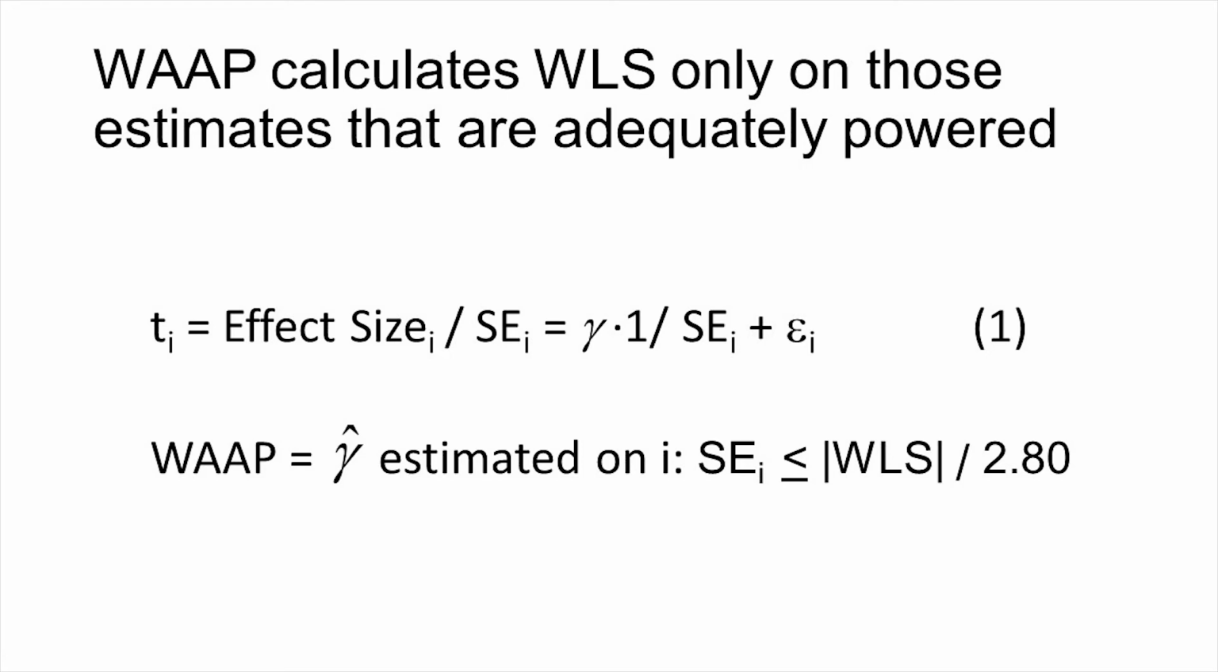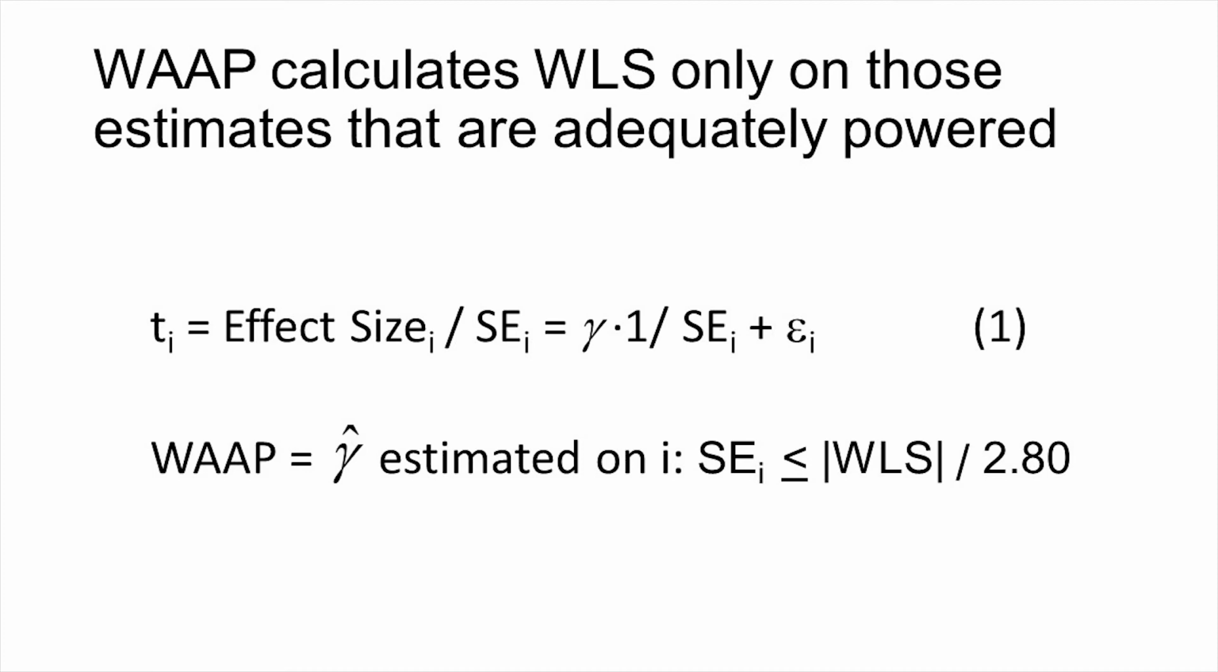When we use all studies, this estimate is the weighted least squares. When we just use the ones that have 80% power or more, it becomes the WAP. And that's really all there is to it. That gives us the weighted average of the adequately powered.